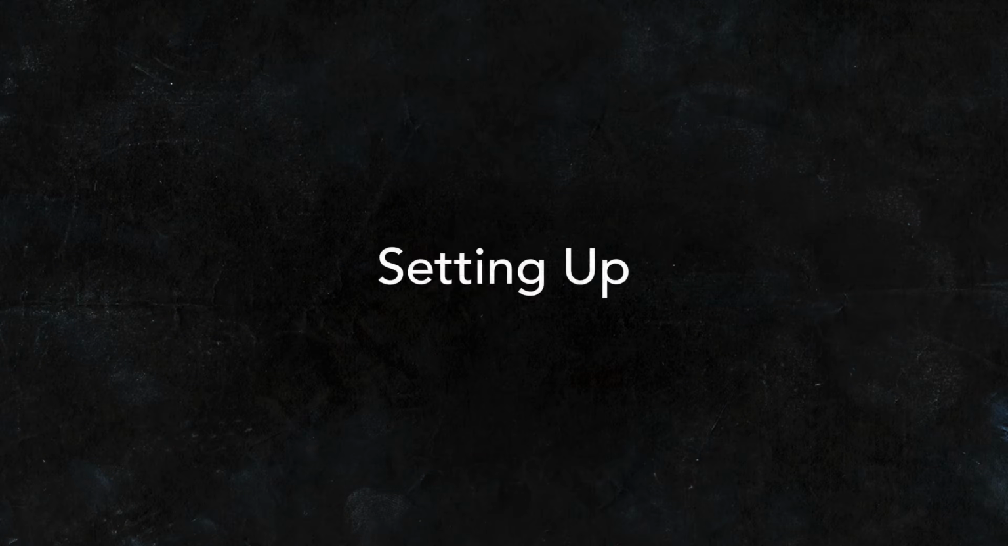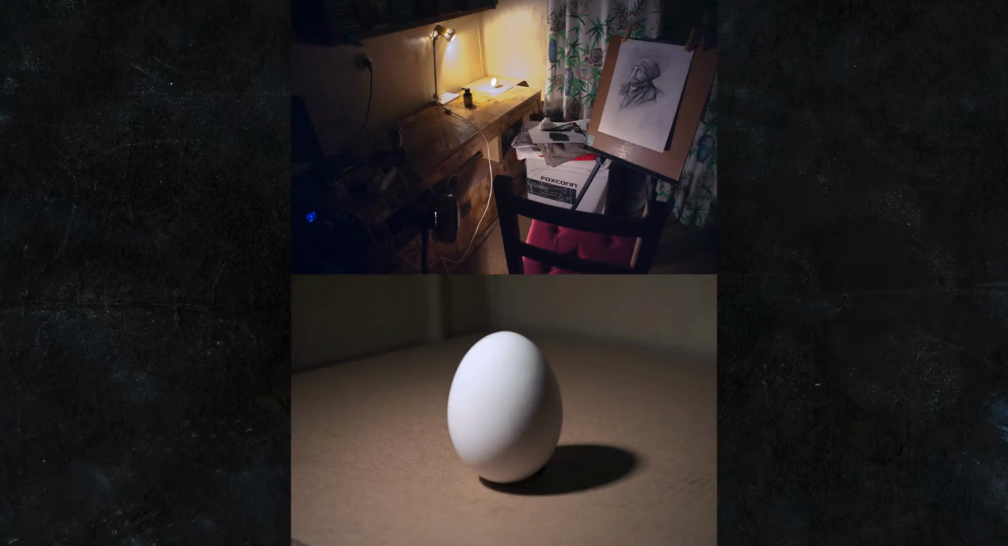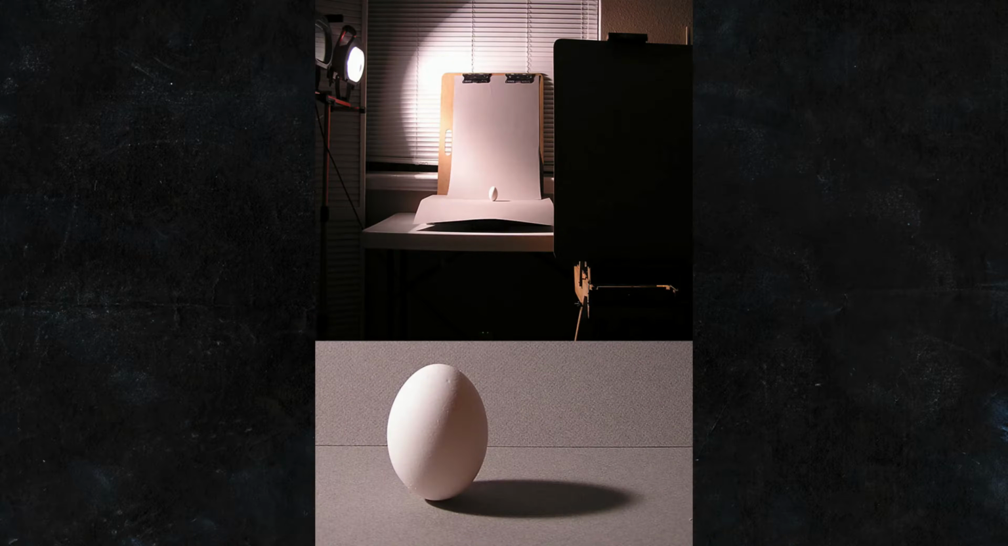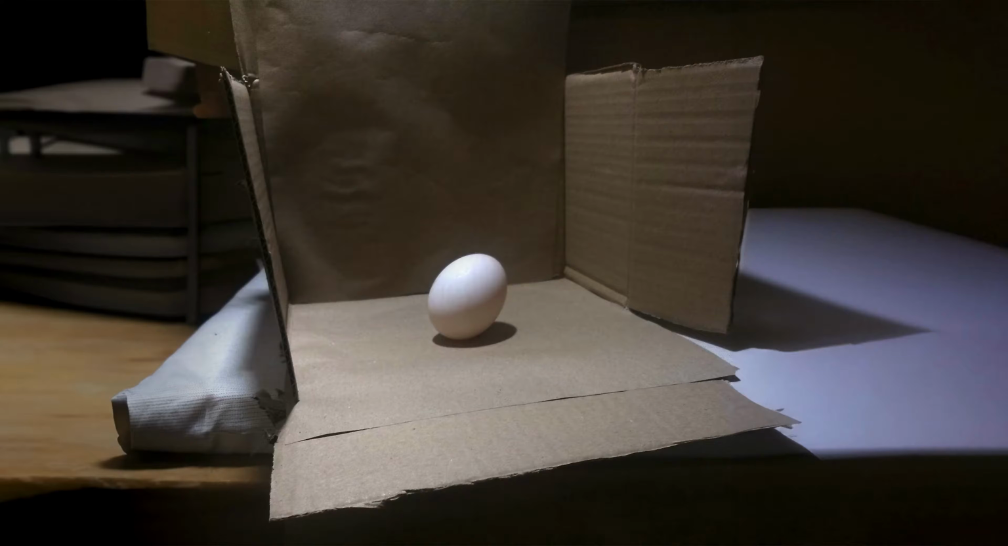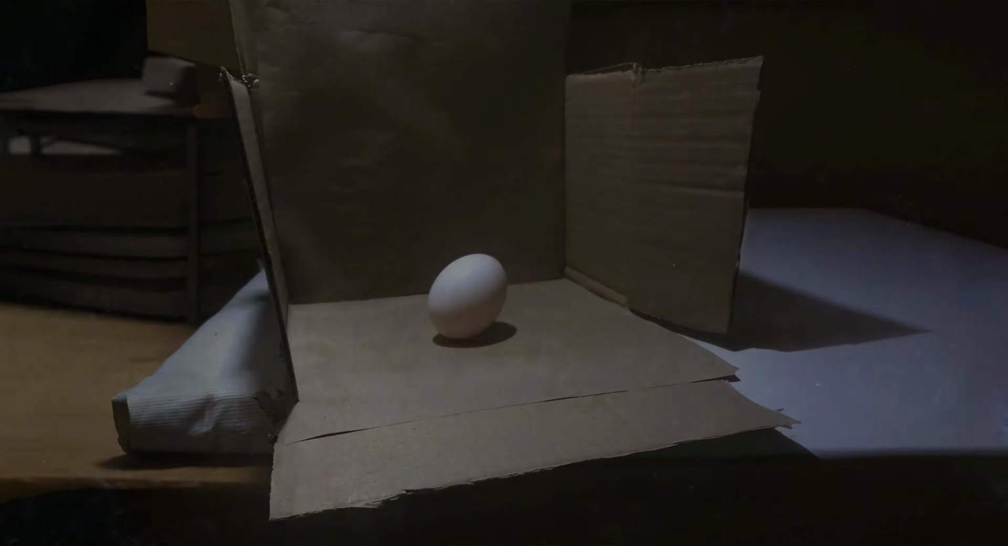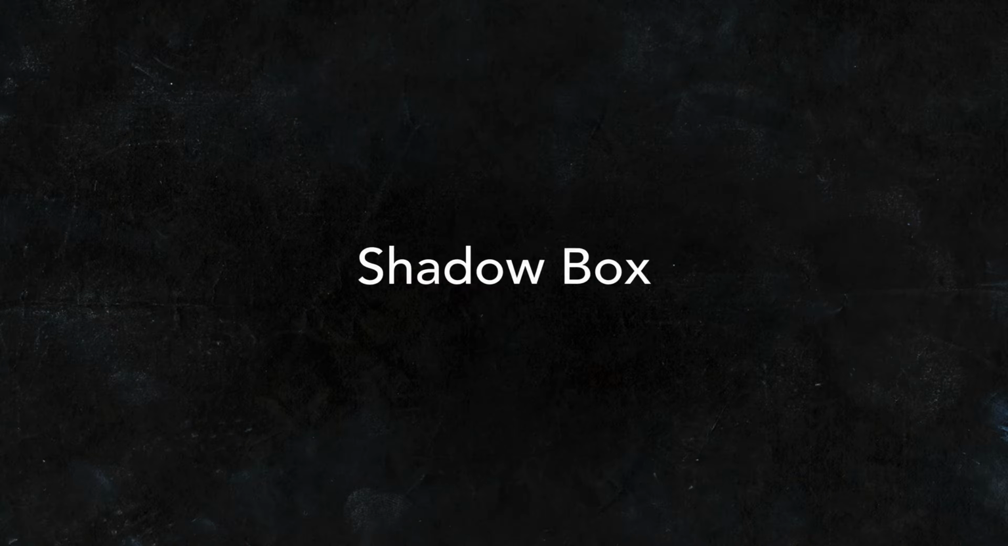Let's talk about your setup. To simplify and control the lighting, you can either draw at night, close the windows and curtains, or you can build a shadow box. You can make a simple shadow box out of cardboard, wood, or similar materials. Let me show you how I set up a simple still life with a shadow box.